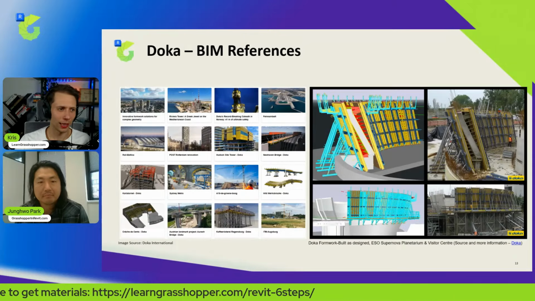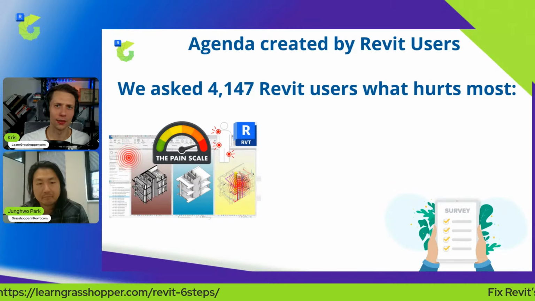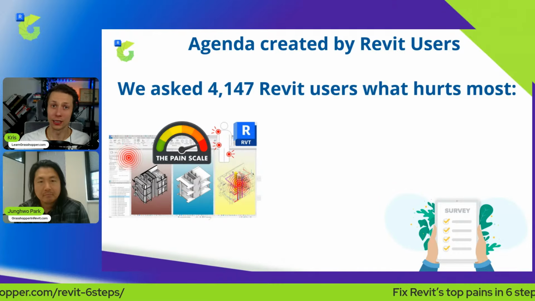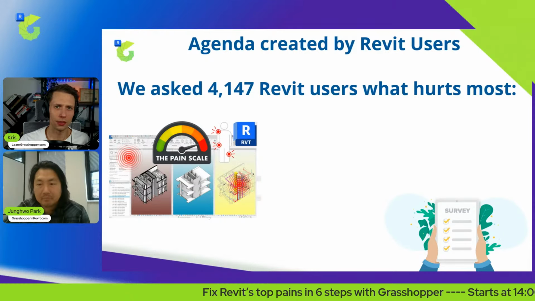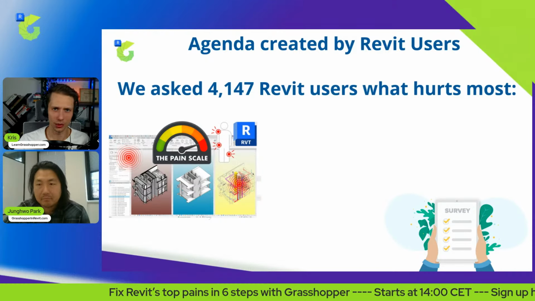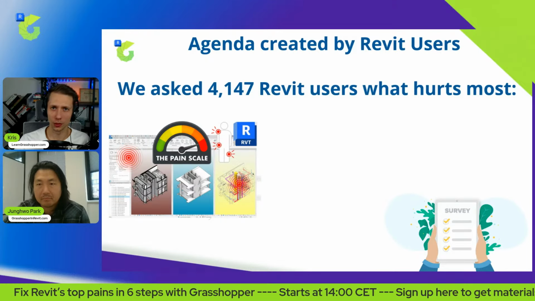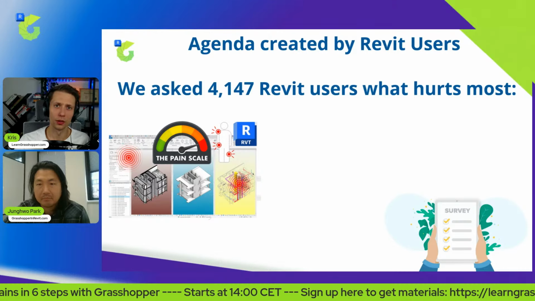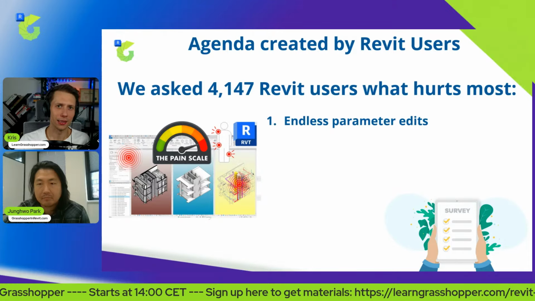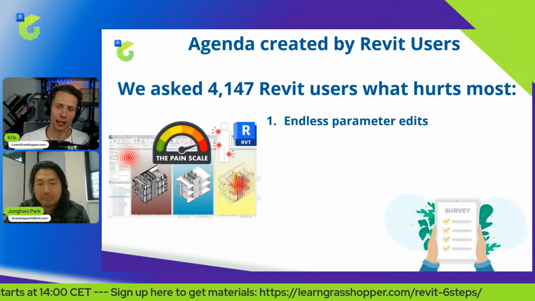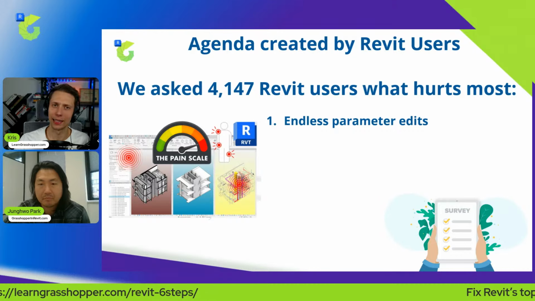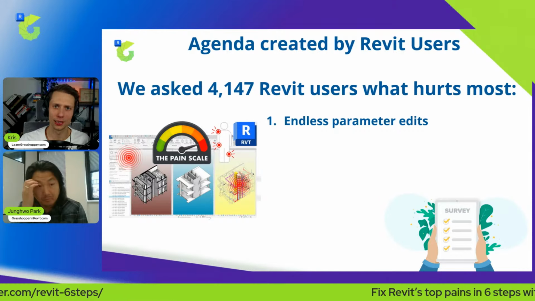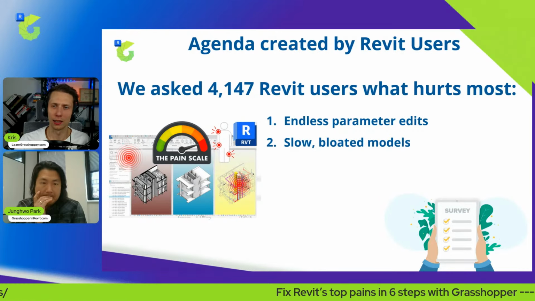So let's go to today's presentation. As I showed you at the start, the agenda was not created by us, but we asked more than 4,000 Revit users what hurts most. And these are the 6 points that we got most of the answers for. So first, endless parameter edits. Revit users really lose a lot of time on that, not just editing once, but hundreds of times, and this is where money on the projects is lost.